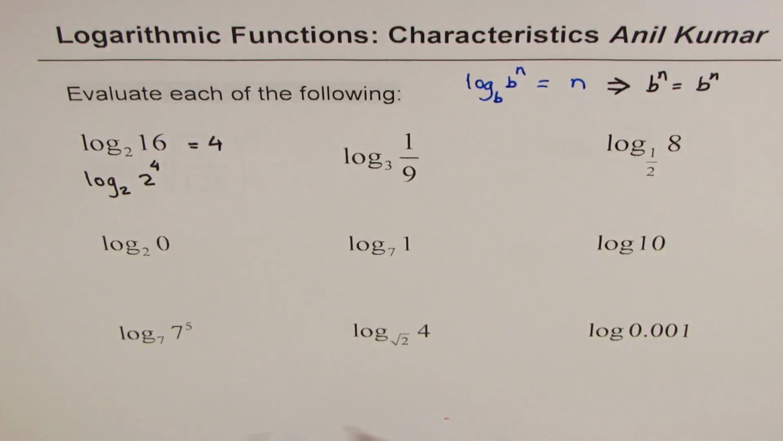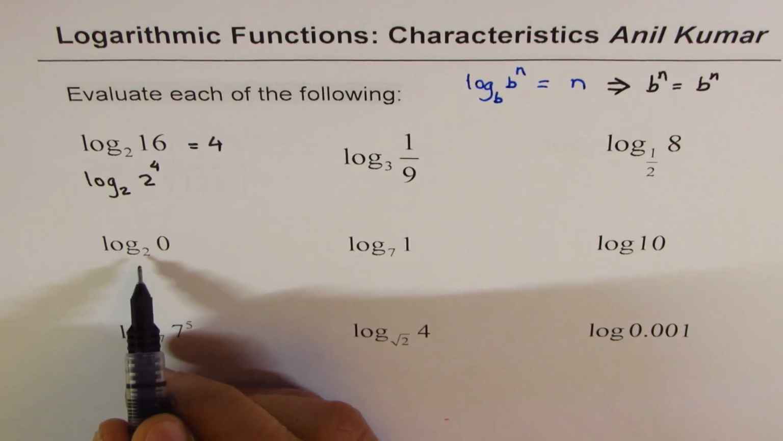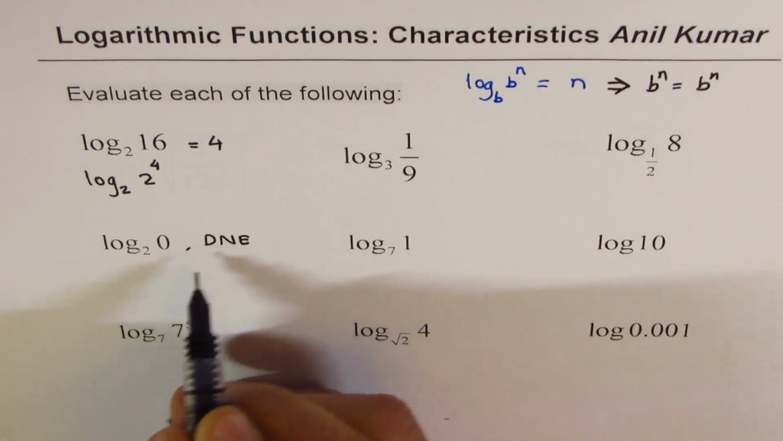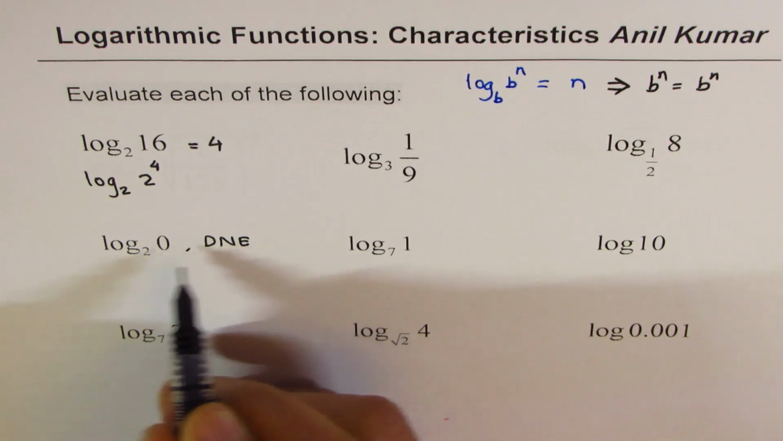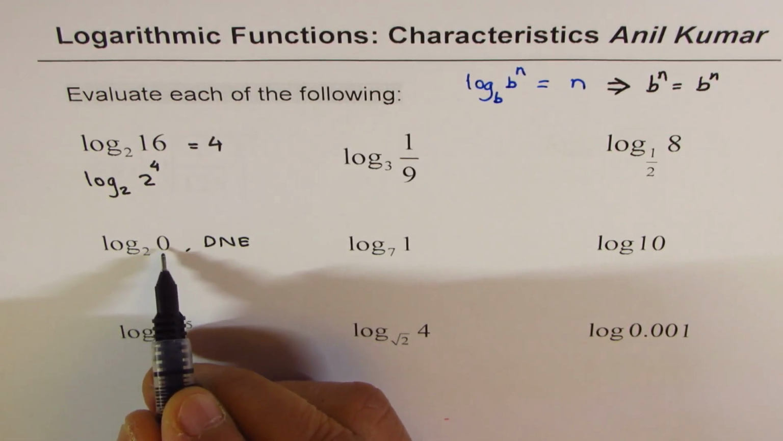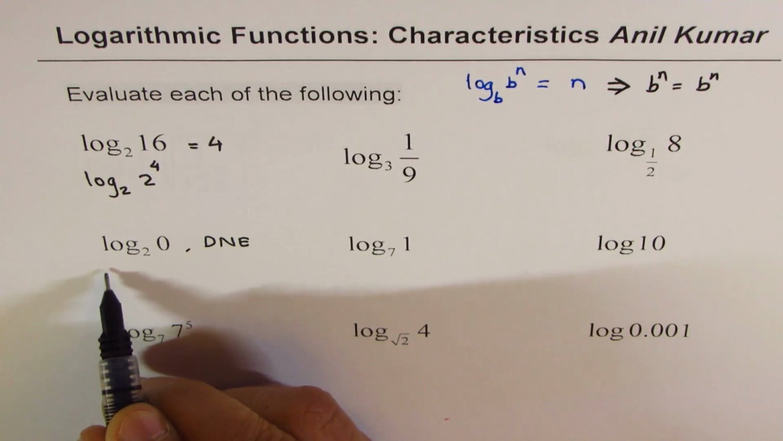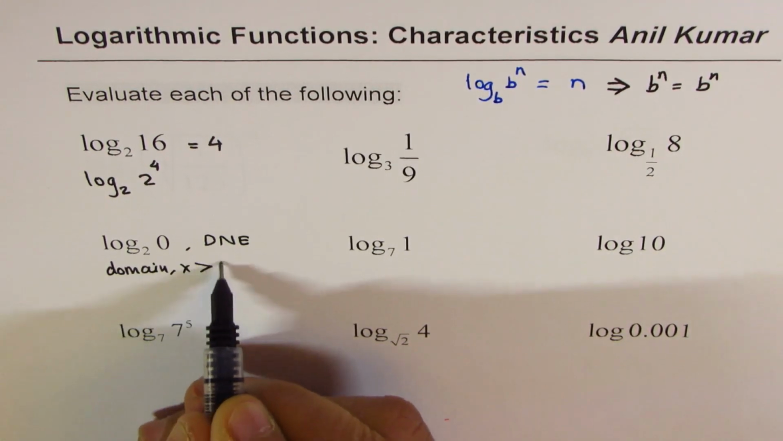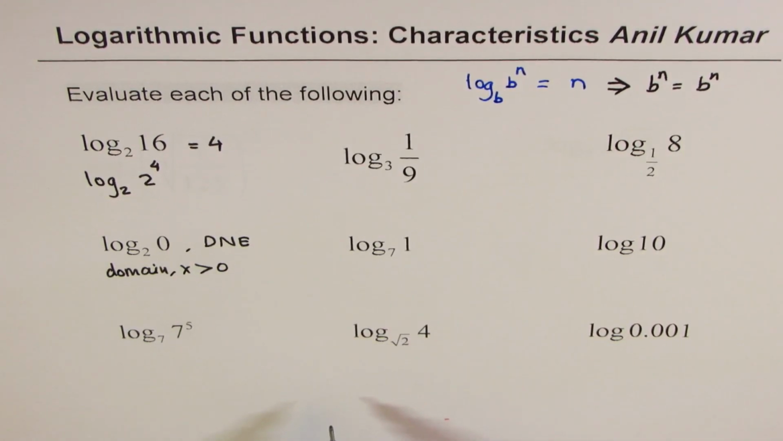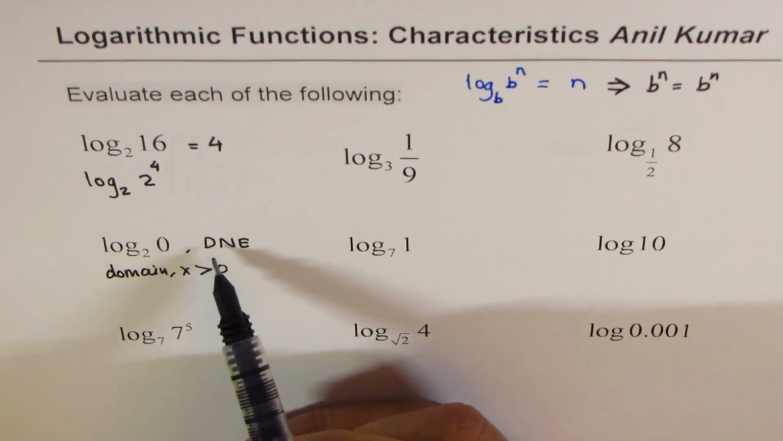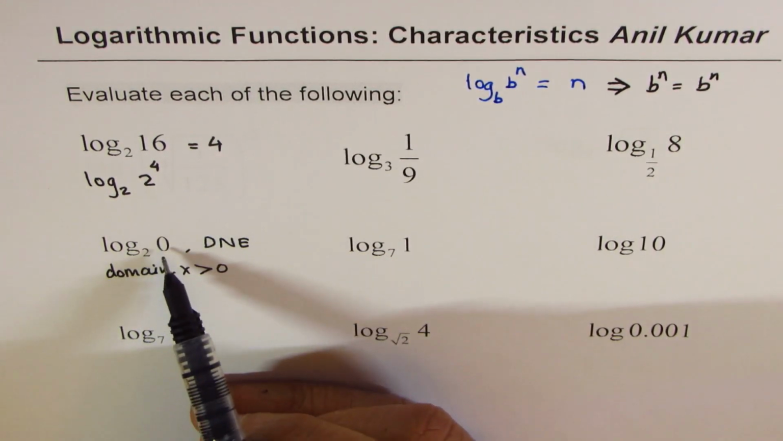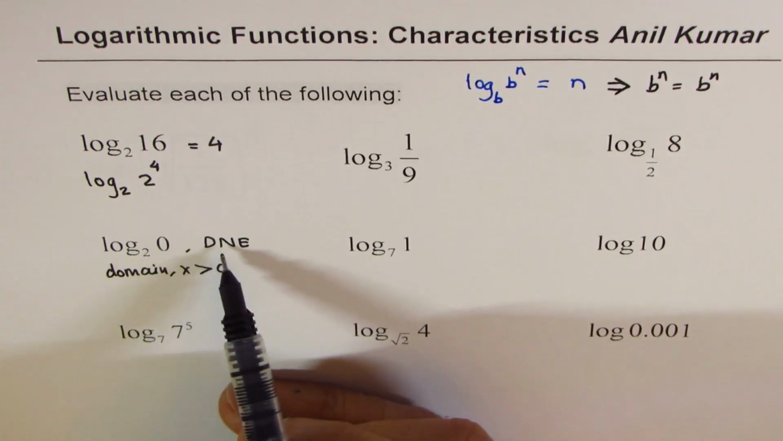You get an idea. Now here we have log to the base 2 of 0. Here, does not exist is the answer. Can you tell me why? Because the domain is restricted, right? So the domain, x has to be greater than 0. Otherwise, you cannot find the log of a function. Do you see that? Now, if you go back to exponential functions, anything to the power of what will give you 0? Nothing, correct? That is why.